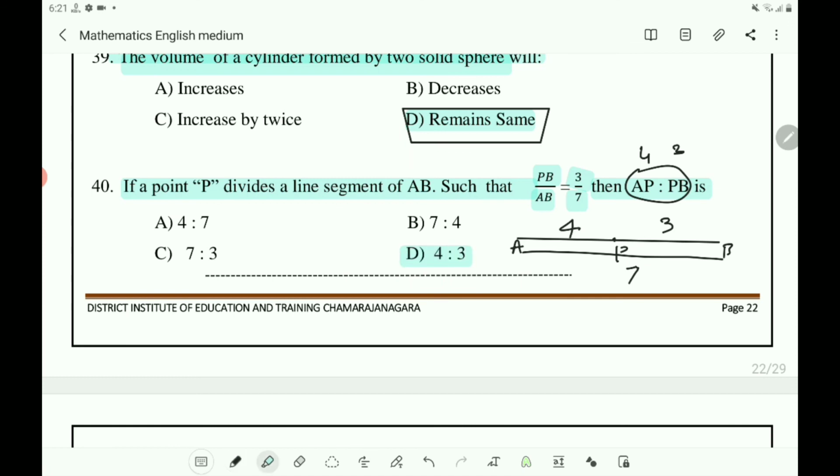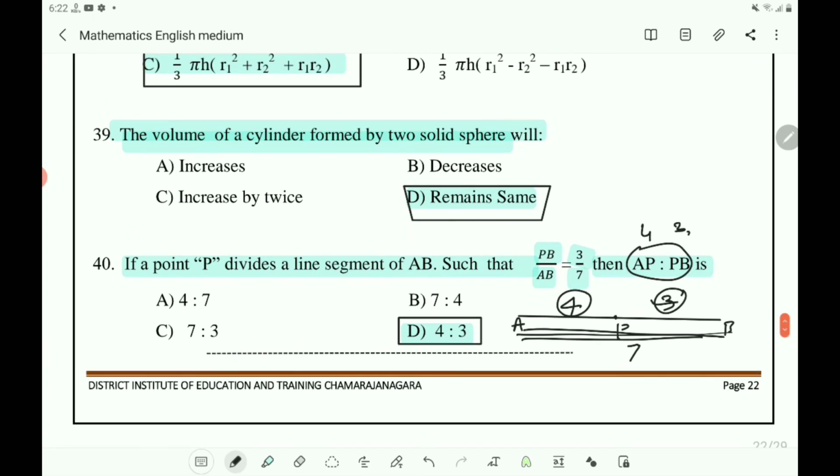Option D is the answer. Here you note that the ratio of the PB and AB is given here. So if it is 3 means for AP how much part remains? 4, because this whole is 7. Therefore the ratio becomes AP is to PB is 4 is to 3. That is the completion of this question paper.